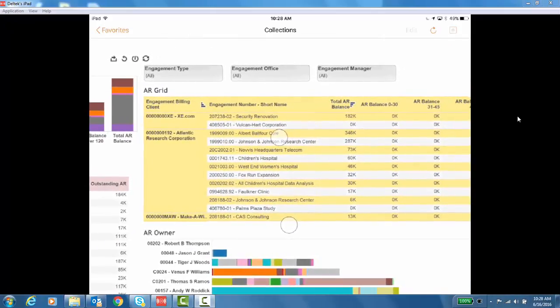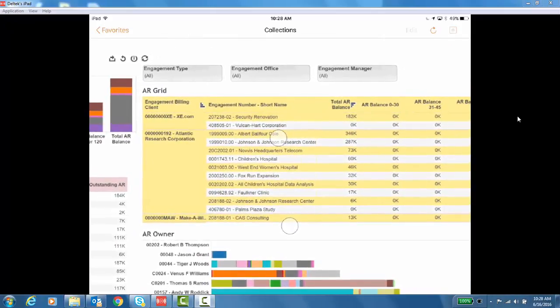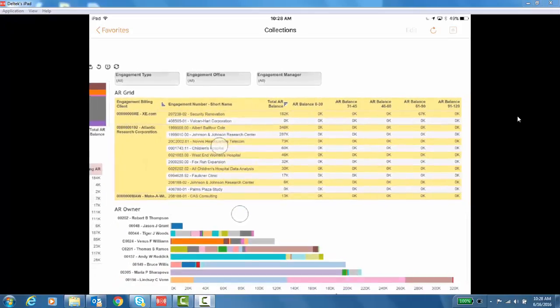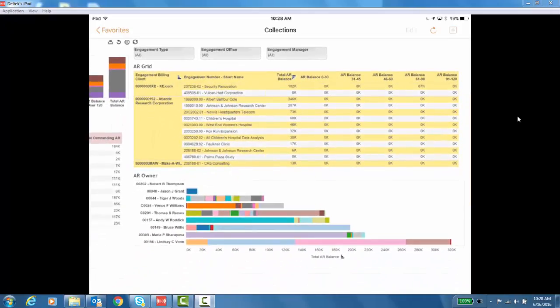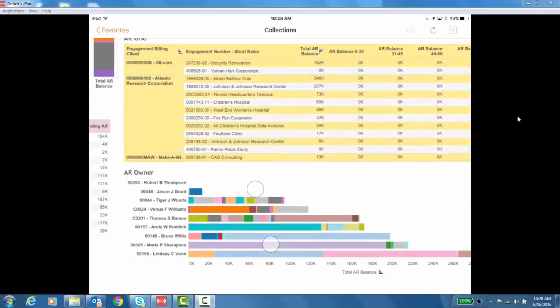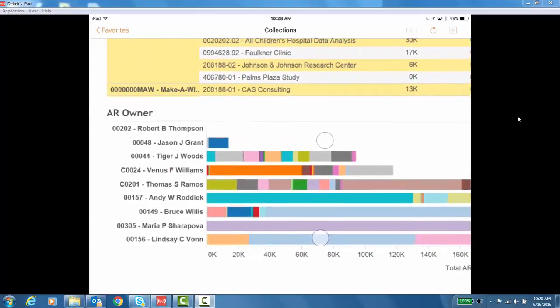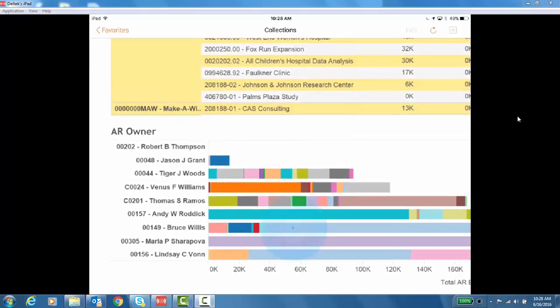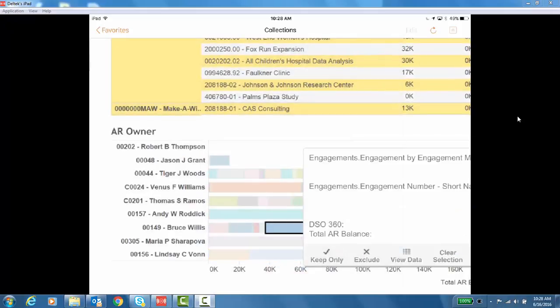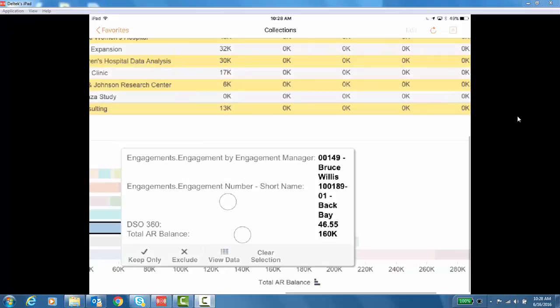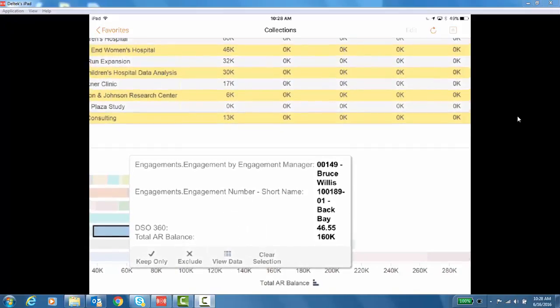As I click on here, I'm going to be able to see the AR grid by client. So Xe.com is a client, Atlantic Research Corporation is a client. These are the monies that they owe us. And then if I want to figure out who inside of my business, from our owning project manager, has the biggest problem, it's all right here. As I click on each individual color, it gives me visibility into what engagement we're doing, how much is owed to us, and what their typical DSO is.